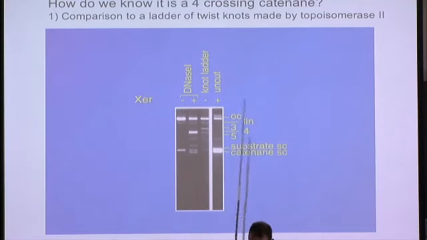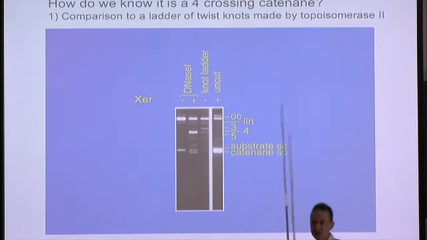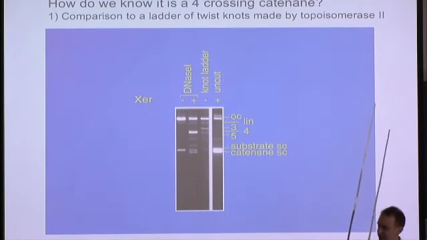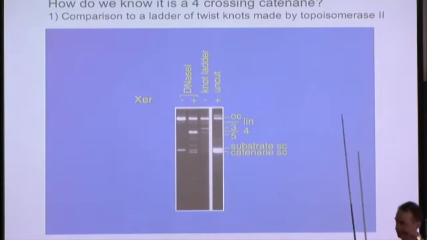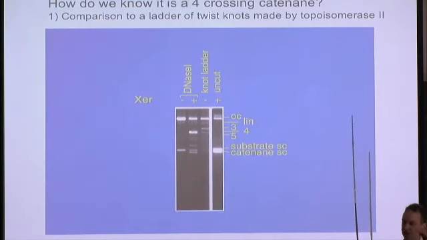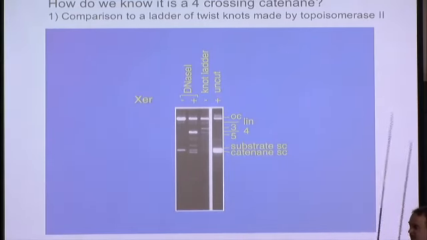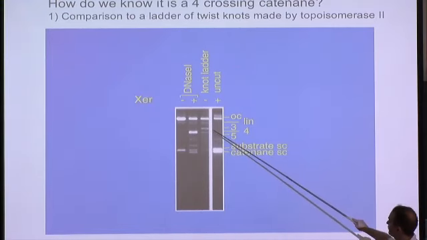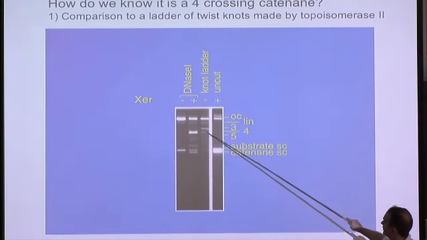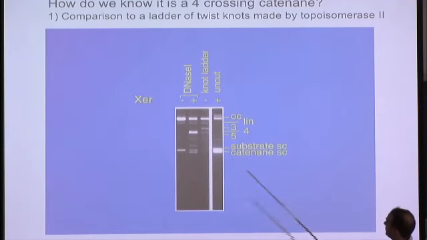So I told you from that gel there that this is a 4-noded catenane, but how do we really know it's a 4-noded catenane? Well, one way of checking this is to run the product of recombination next to a ladder of knots produced by topoisomerase 2. And topoisomerase 2 produces twist knots that are the 3-noded knot, the 4-noded knot, 5, 6, 7-noded knot.